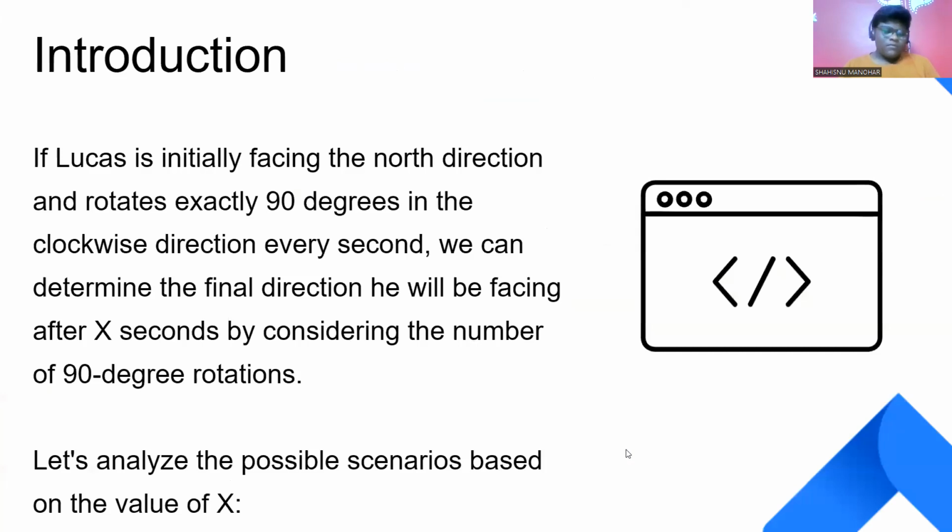Now let's get on with the problem allotted to me. Let's begin with the introduction. If Lucas is initially facing the north direction and rotates exactly 90 degrees in the clockwise direction every second, we can determine the final direction he will be facing after x seconds by considering the number of 90-degree rotations. Let's analyze the possible scenarios based on the value of x.